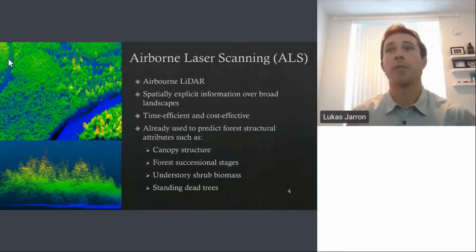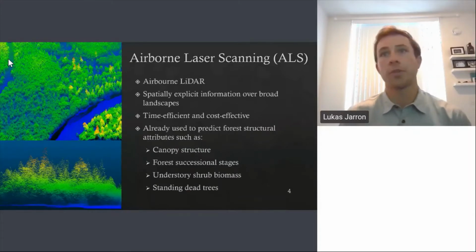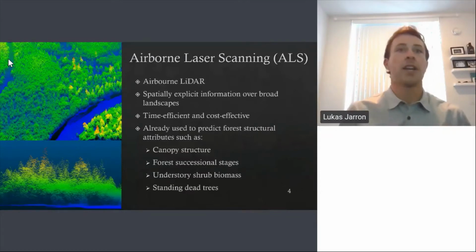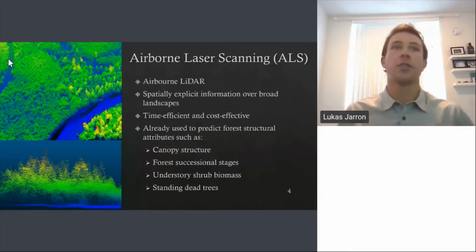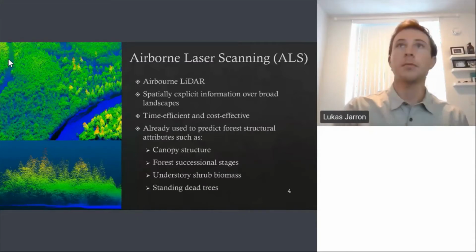Airborne laser scanning is a time efficient and relatively cost-effective procedure. And in the past, it's already been used to predict forest structural attributes, including canopy structure, successional stages, understory biomass, as well as standing dead trees. So this is what I'm really looking to expand on: moving from these standing dead trees to the horizontal dead trees that are on the forest floor and trying to quantify and map them.